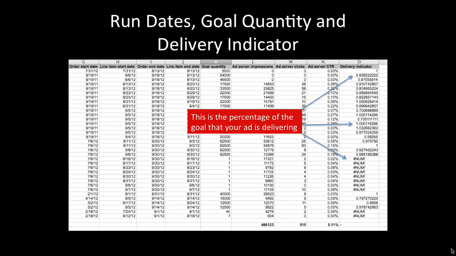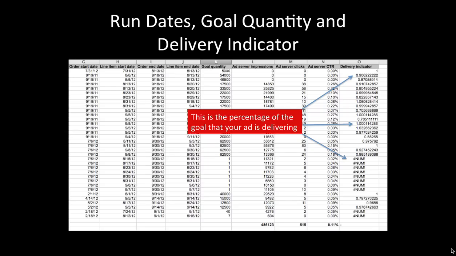Possibly the most important column of this report happens to be column O, the delivery indicator. This is actually the percentage of the goal your ad is delivering each and every day. You'll notice that the top row shows a 1. This is a perfect ad in our world, as it's actually displaying 100% of our goal quantity. The ad below that shows an ad at 90% of what we've told our customers we would provide them with. While this is also a great number, it's not what we'd like to see our customers getting.